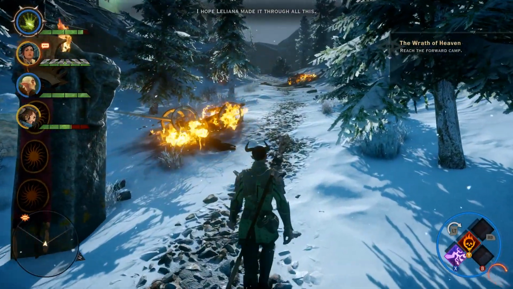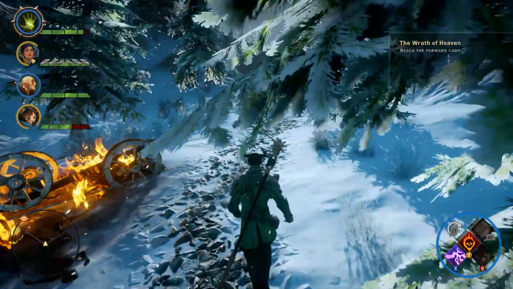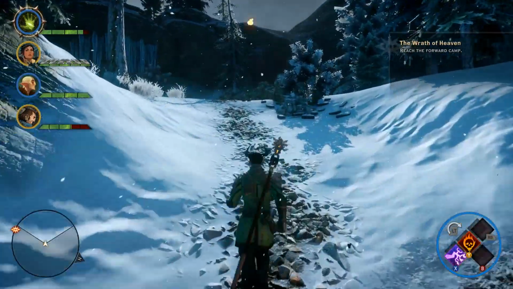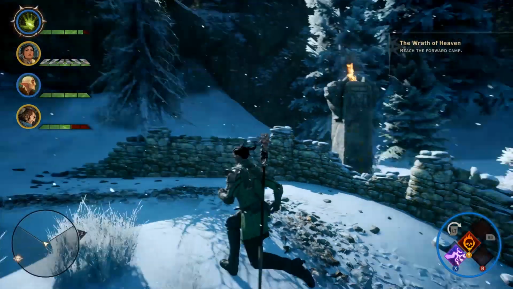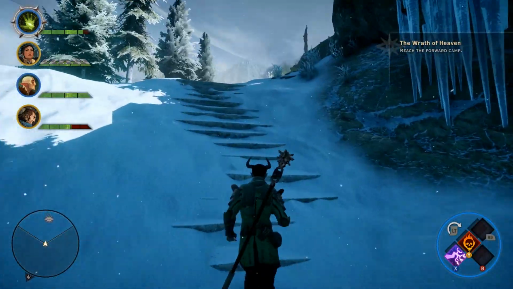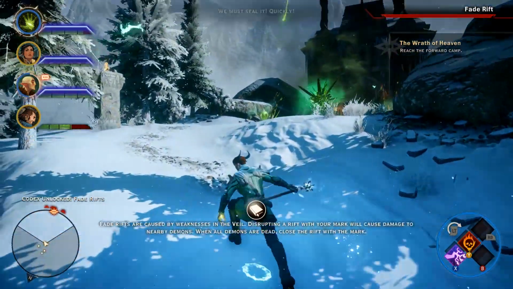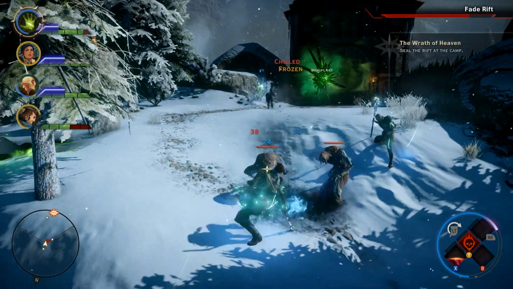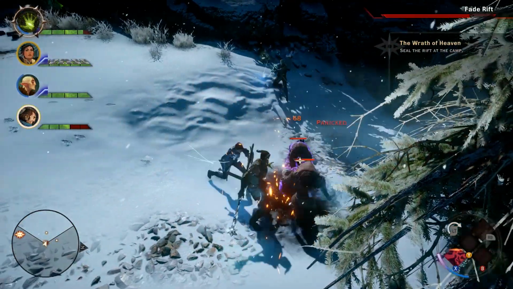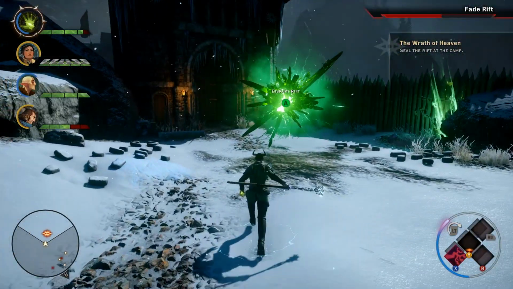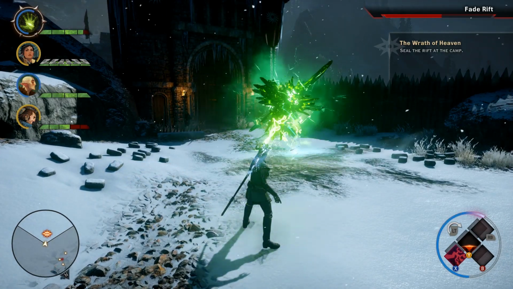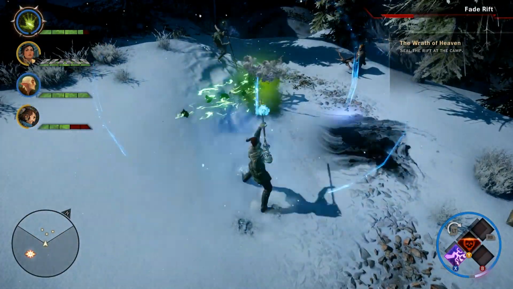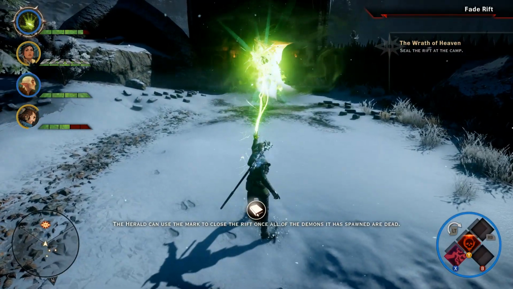I hope Liliana made it through all this. She's resourceful, Seeker. We will see for ourselves at the forward camp. We're almost there. Another rift! We must seal it! Quickly! They keep coming! Help us! Light them on fire. I can disrupt the rift. Hurry! Use the mark! Close it.